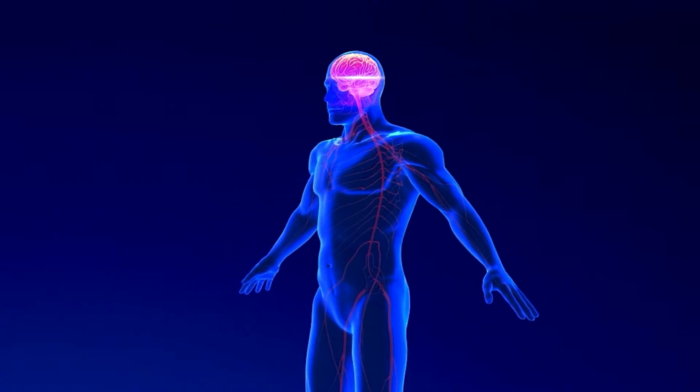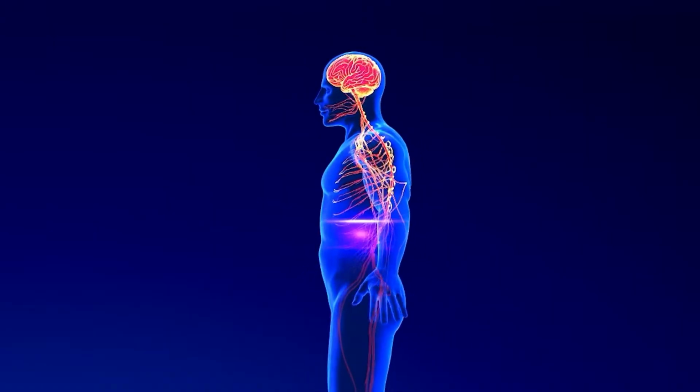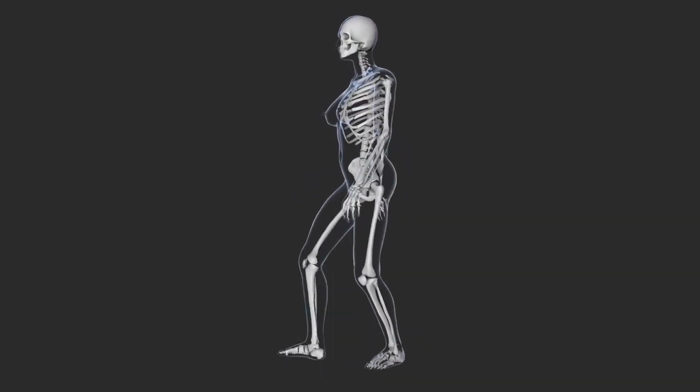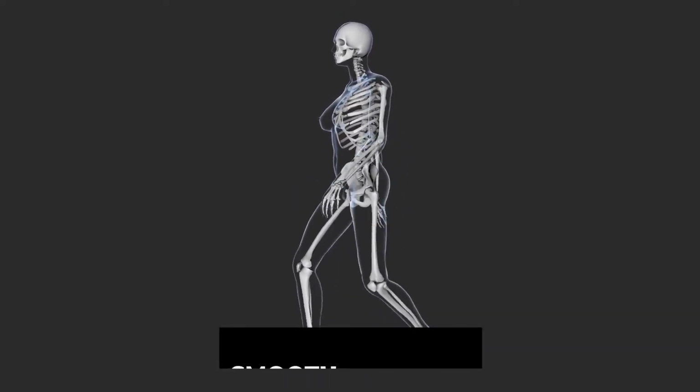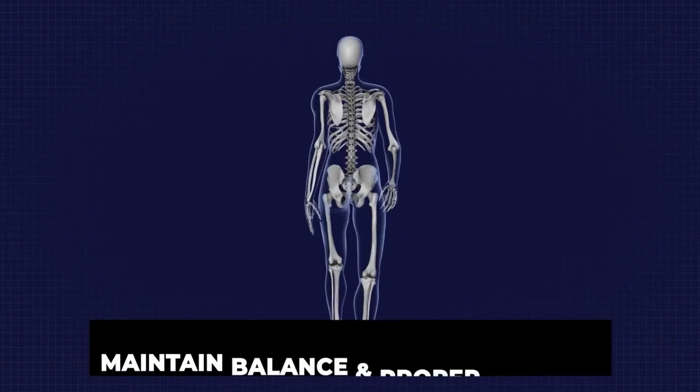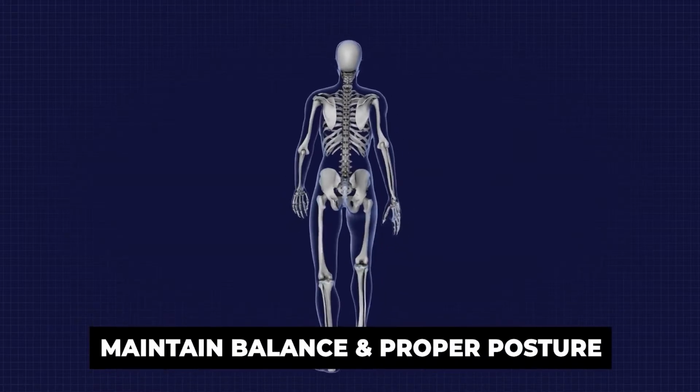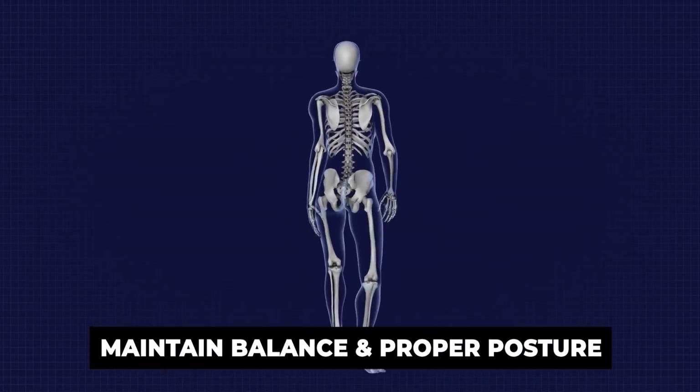The cerebellum plays a key role in fine-tuning motor activities. While the cerebrum might initiate a movement, the cerebellum makes adjustments to ensure the movement is smooth and precise. It helps maintain balance and proper posture, particularly when the body is in motion.